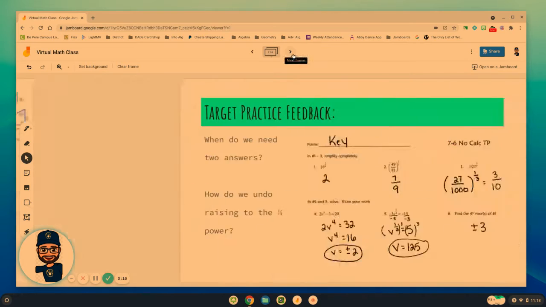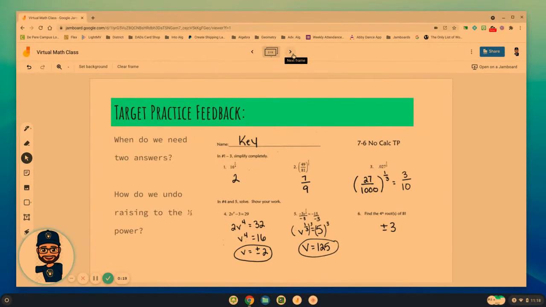Before we get to that, though, I just want to give you some feedback on the target practice from yesterday. Here are those answers. A couple of key things to remember. When we simplify, so in numbers 1, 2, and 3, we are only looking for the positive value, only the positive answer. Whereas when we solve, if it is an even root, like the fourth root on number 6, we are looking for both positive and negative values. If it's an odd root, we're only going to have one answer. So those are the big things.